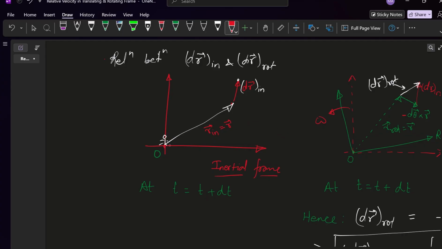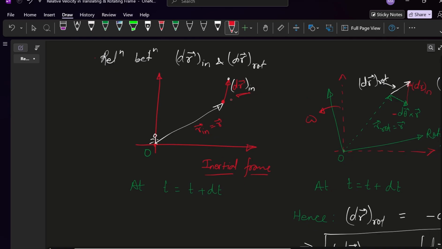So in the inertial frame, if this particle is just translating, then we can say that this is the dr vector in the inertial frame, which is nothing but your elementary displacement. Okay, at time t plus dt I have written. So let's say at time t plus dt, this has the displacement dr inertial, right? So you got it. Anyone who is observing from the ground frame will see this elementary displacement of this particle in time dt.